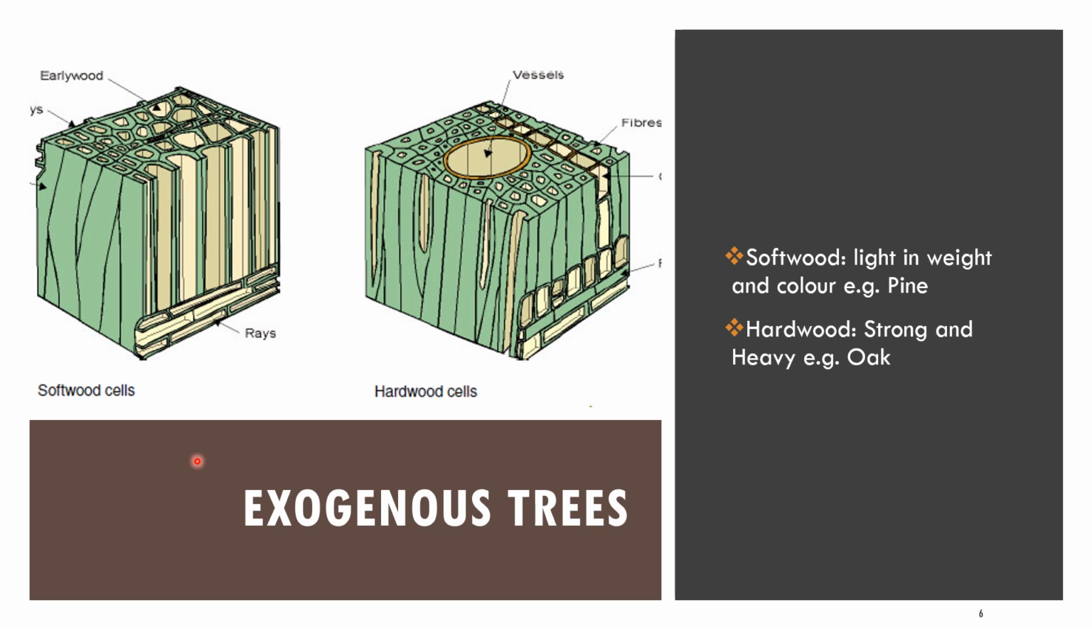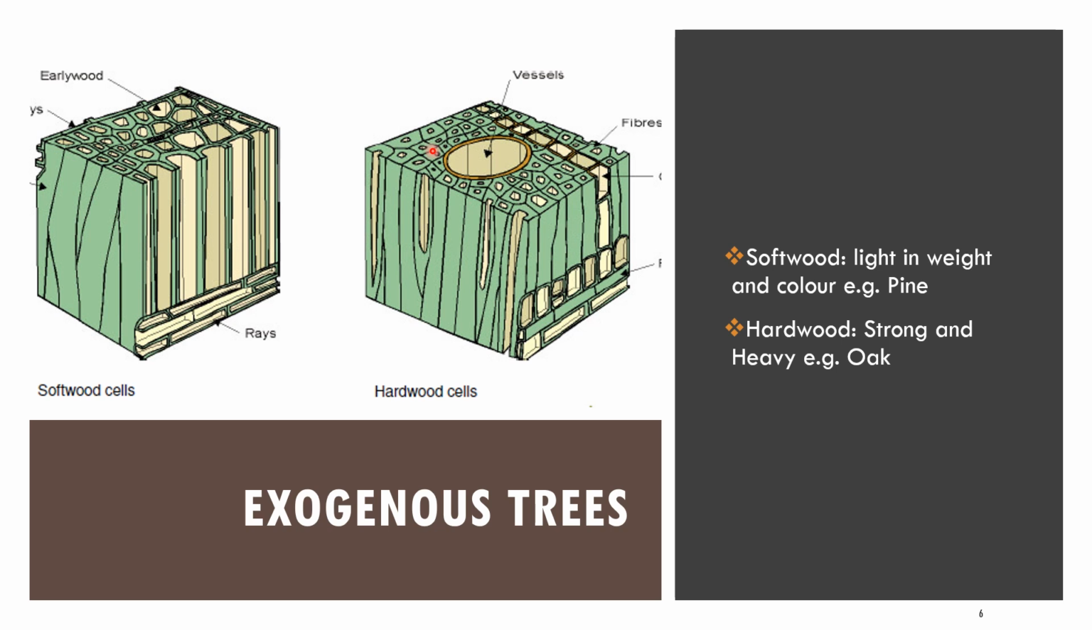When we look at exogenous trees, we can further classify these into two types: softwood, which are characterized as light in weight and color. An example of that would be your pine. We also have hardwood, which is strong and heavy. An example of that is oak. So these two figures, this one represents hardwood and that one represents softwood.